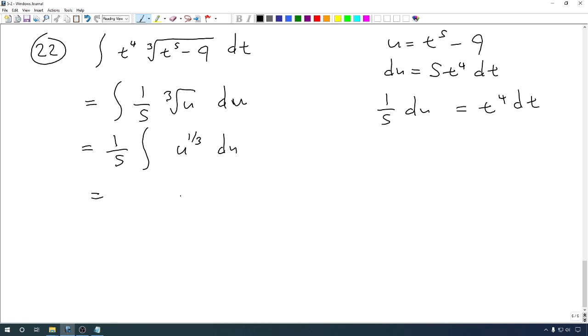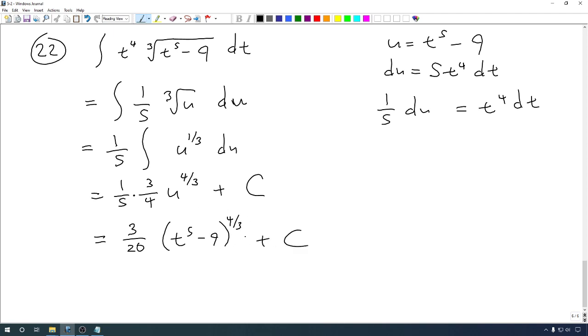We use our power rule. Remember, we add 1 to our power, so 1/3 plus 1 is 4/3. We still have that 1/5, but now we also need to divide by 4/3, which means that we multiply by 3/4. And then don't forget your plus c. Well, 1/5 times 3/4 is going to be 3/20. We want to replace the u back in terms of t. So anywhere we have a u, we need to turn it back into t to the 5th minus 9, and that's going to be to the 4/3 power.